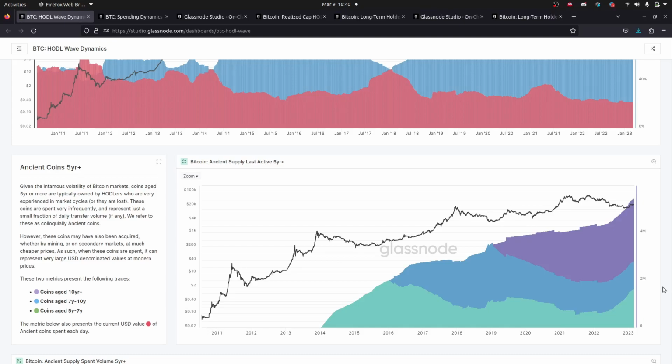Now, I just like this chart. This is supply older than 5 years. I mean, something happened 5 years ago. What is it? March? What would that be? 1, 2, 3, 4, 5. 2018, 5 years ago. We started a bear market.